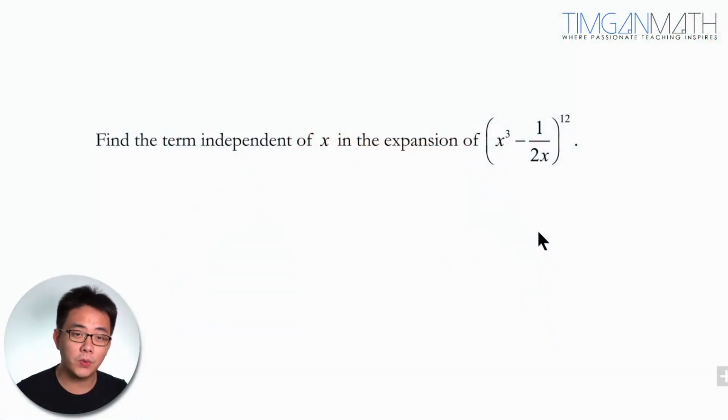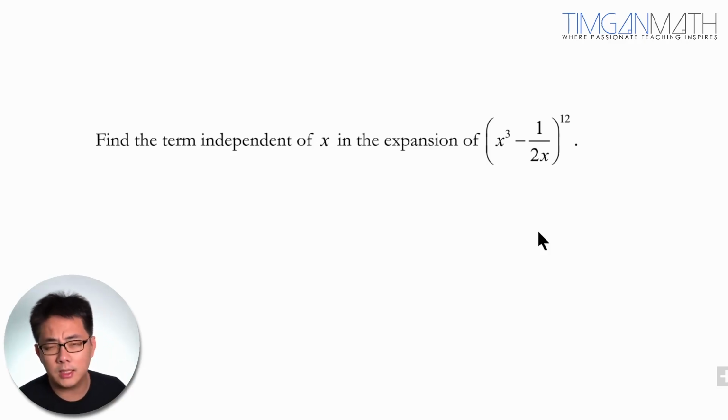Hi students, let's look at this question here, which is on binomial expansion. You are told to find a specific power of x, the term independent of x in this expansion. So what is the term independent of x?